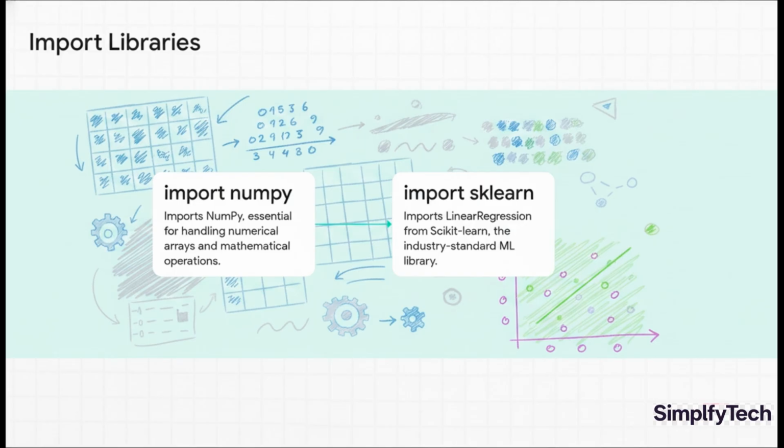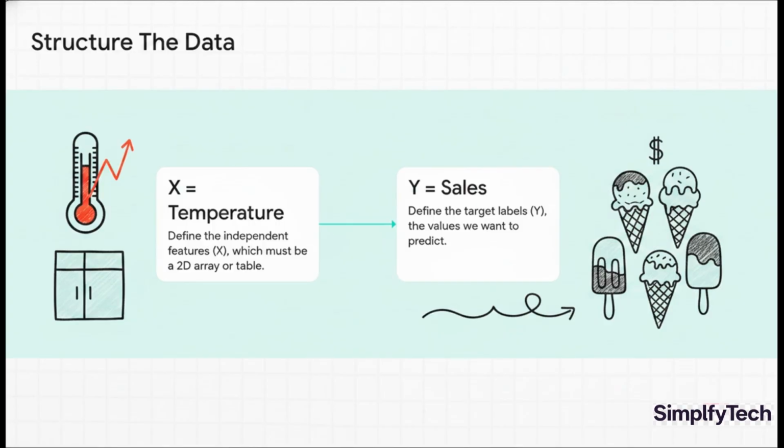The first one imports NumPy, which is the absolute foundation for doing any kind of serious number crunching in Python. The second line pulls in the linear regression model itself from a library called Scikit-learn, which is the go-to tool for machine learning pros. Next up, we need to take Jeff's messy sales log and give it some structure. We'll use those NumPy arrays we just imported.